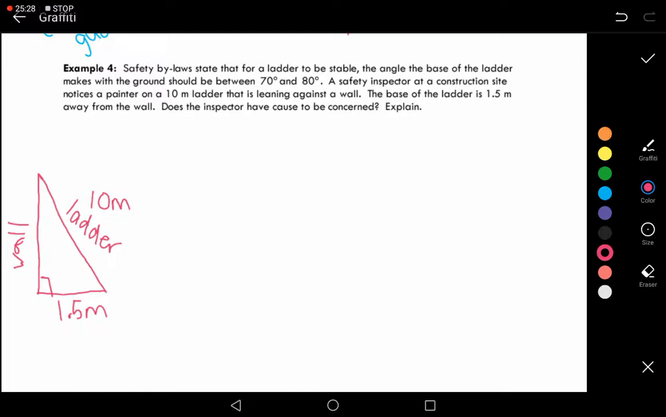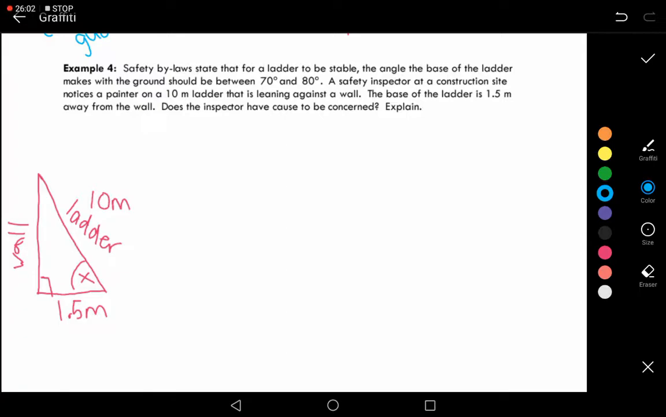Okay, what it's asking us, what we determined in step 1, is that we're looking at this angle here, right? It's telling us specifically that angle, for it to be safe, needs to be between 70 degrees and 80 degrees. So we just need to make sure that that angle is between those two values. If it is, we're good. Okay, if it's not, then the inspector should maybe be concerned, maybe this is unsafe for this person on the ladder. Okay, so next step is to label our sides.